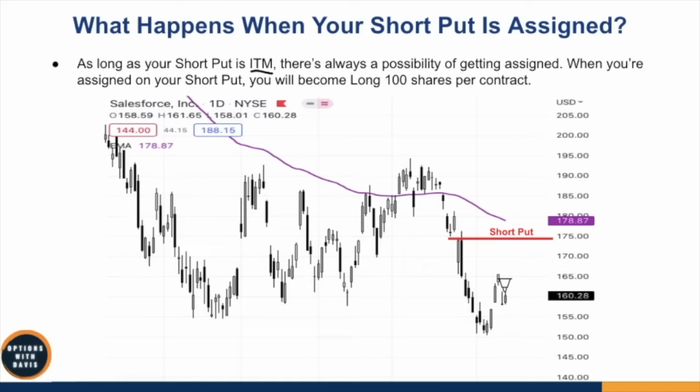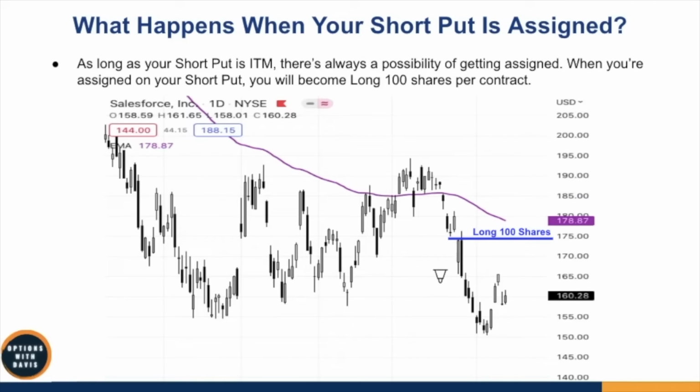So you can see that the market is below here. So this is in the money. Anywhere that is below the short put strike price, it is considered in the money, and there's always a possibility of getting assigned. So what happens when you're assigned? So when your short put is assigned, the broker will basically make you buy 100 shares of the underlying stock. So you're obligated to buy.